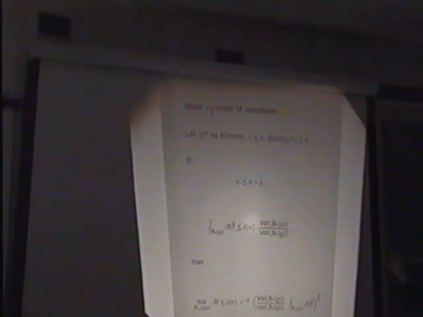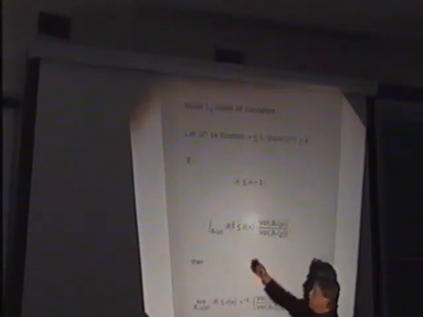In an arbitrary number of dimensions. So first of all, I have an Einstein manifold. I assume a definite bound on the Ricci tensor, which is a two-sided bound, or a bound on the Einstein constant, the constant of proportionality. And then I make this assumption.